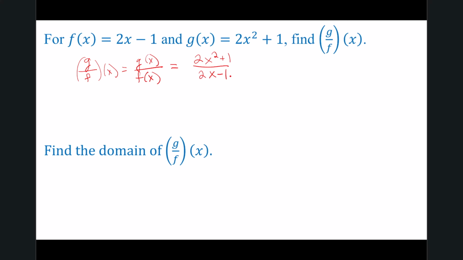To find the domain, we have to look at our denominator again because we cannot divide by 0. 2x minus 1 cannot be 0. Add 1, and we get 2x cannot be 1. Divided by 2, and we get x cannot be 1/2. So our domain in interval notation would be negative infinity to 1/2 and 1/2 to infinity, every real number except for 1/2.